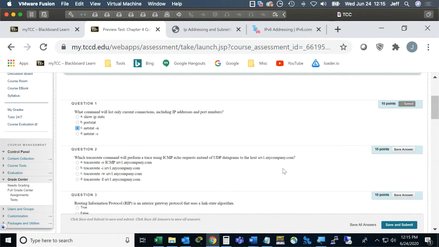Wow. Yeah, I'm with you. So they're all traceroute. I'm going to throw out the A because it's not a switch on there, right?